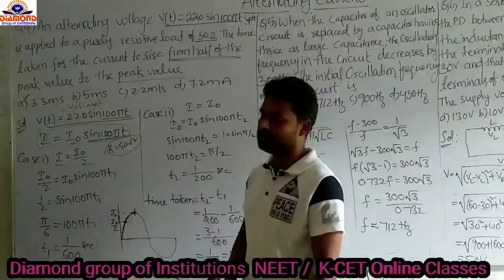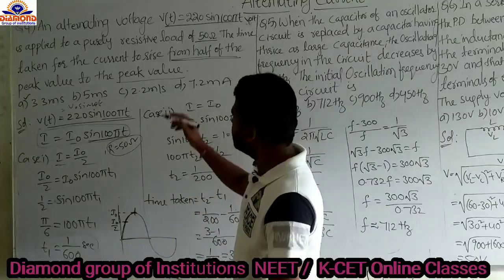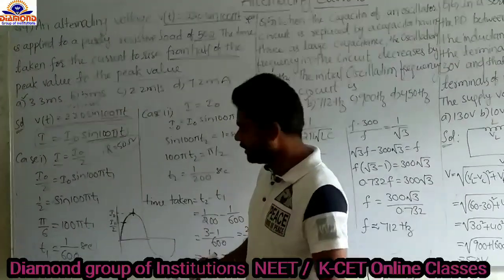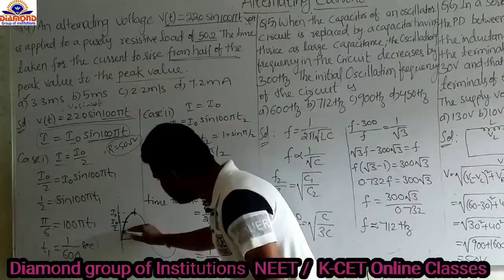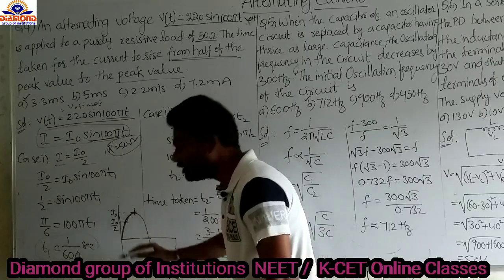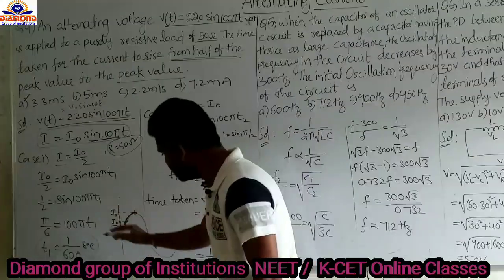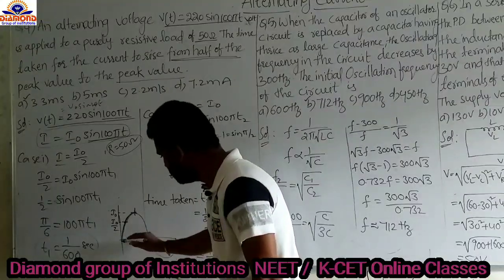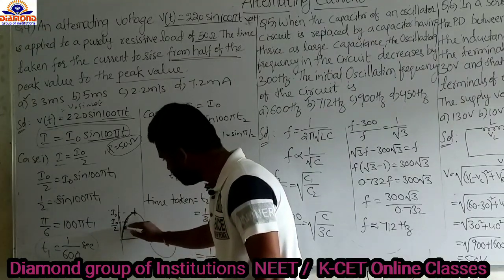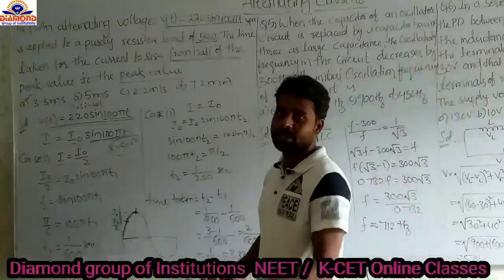So after 1 by 600 seconds, the current reaches half of the peak value from the initial. And in the next case, to reach the peak value from the initial, how much time will it take? The first case was initial to half of the peak value, and the second case is initial to the peak value.